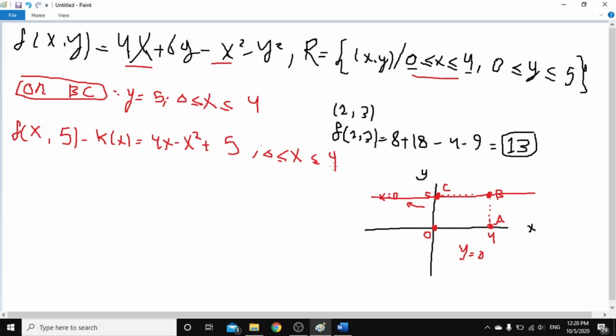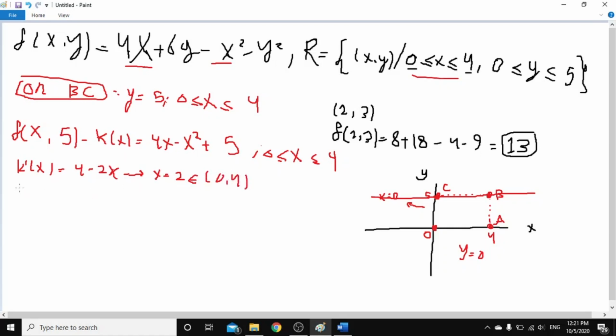It's x regions. Then you take its derivative and substitute the numbers like we did from 0 to a and ab. So let's take the derivative, k prime of x. So it's going to be 4 minus 2x. Finding the x value, it is going to be equal to 2, and 2 belongs to the range from 0 to 4.